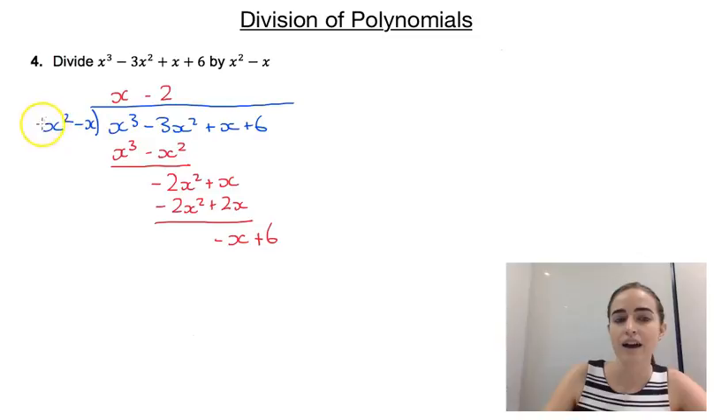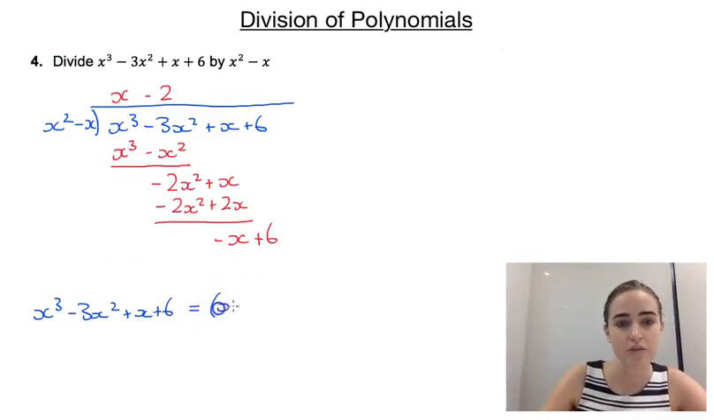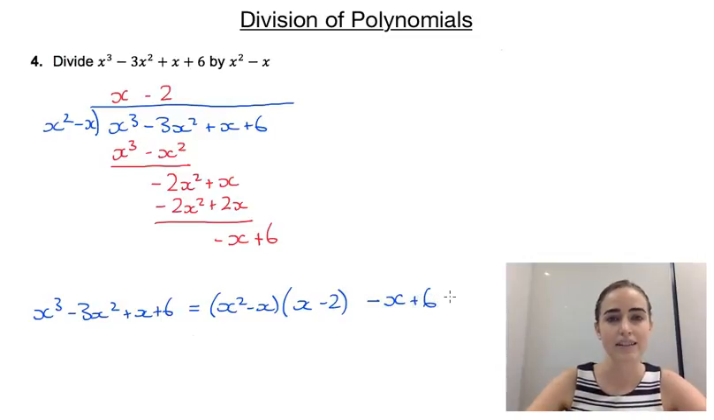Now we can't multiply x squared by anything to get to x because the degree of our remainder is less than the degree of our divisor. That means we've finished, which means that this is our remainder. To write that out, we'd write x cubed minus 3x squared plus x plus 6, that's our dividend, equals our x squared minus x, outside of x minus 2. And then we've got our remainder that we can just write on the end, so minus x plus 6. So that's an introduction to the division of polynomials.